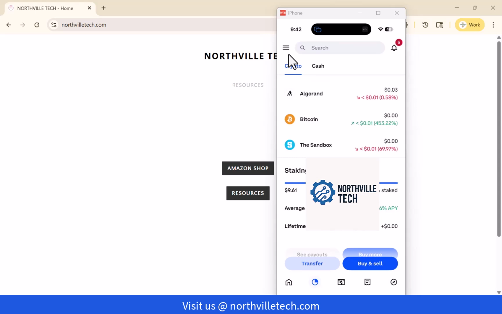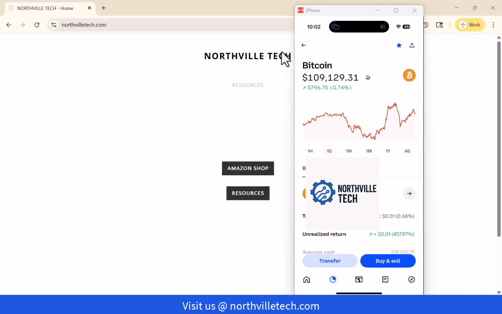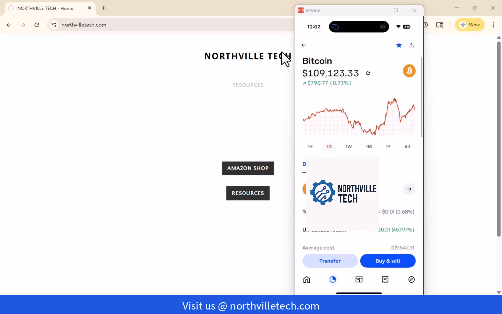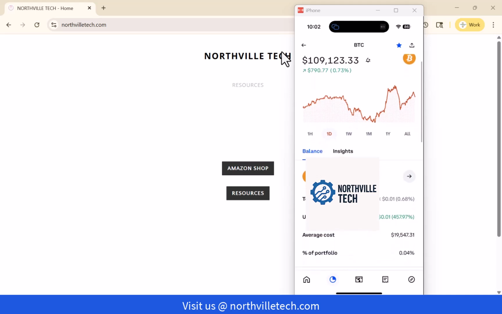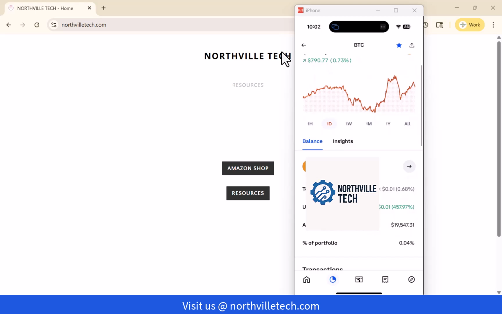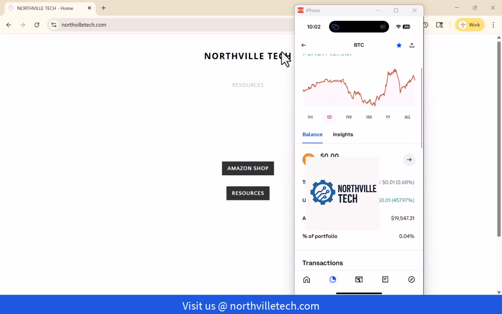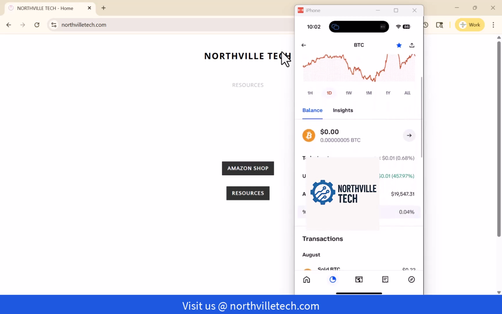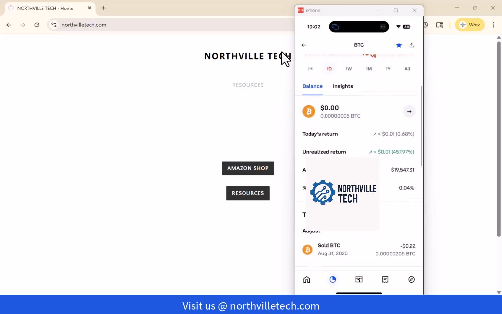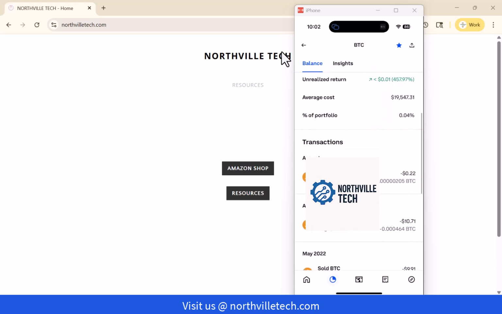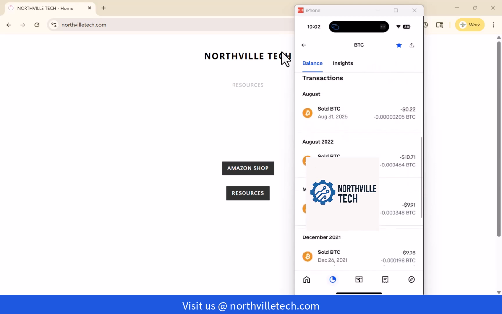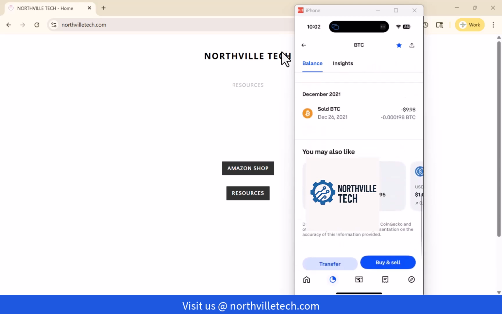So you need to click on Bitcoin. So go ahead and tap on Bitcoin. And once you tap on Bitcoin, you will see this screen, and just scroll down, and when you scroll down you can see the transactions, when you purchased this, when you sold this, the average cost. Oh wow, I've got a return of 459%. Wow, if I would have bought more Bitcoin I would have earned really well.